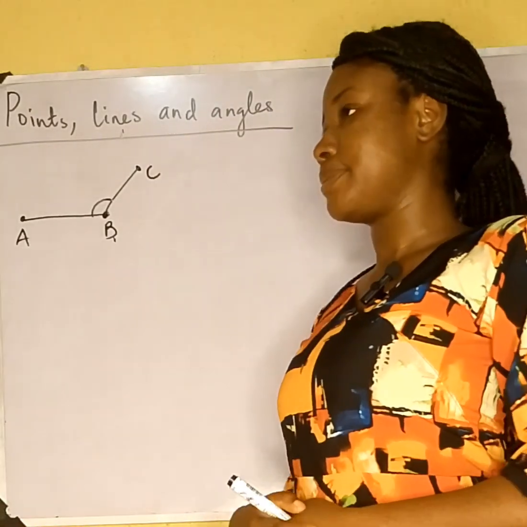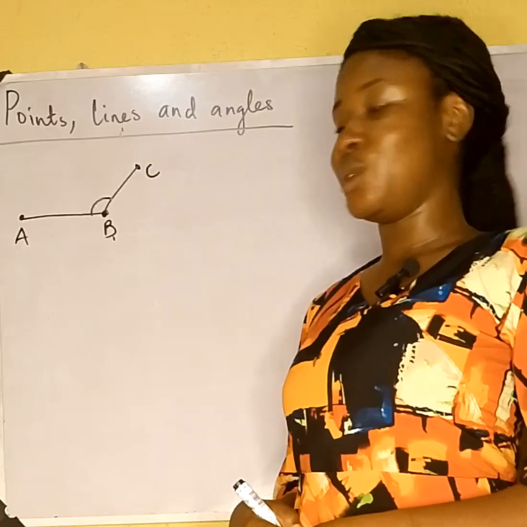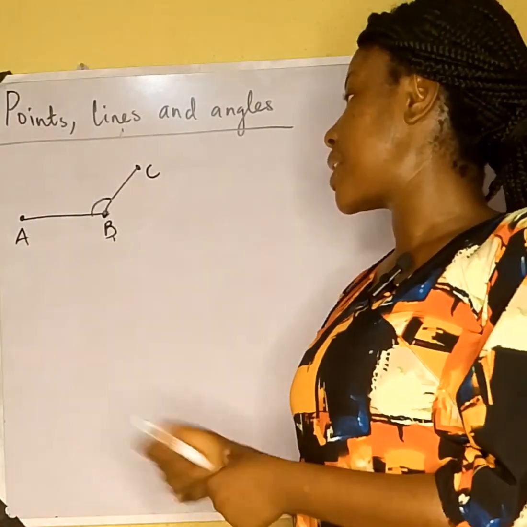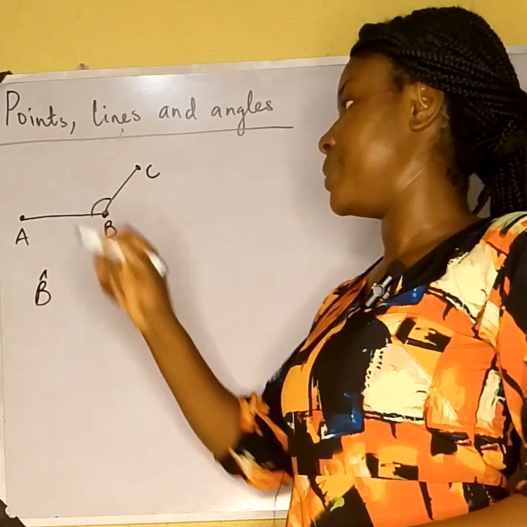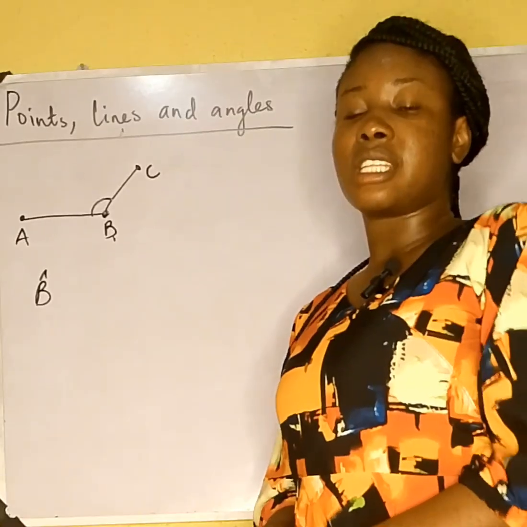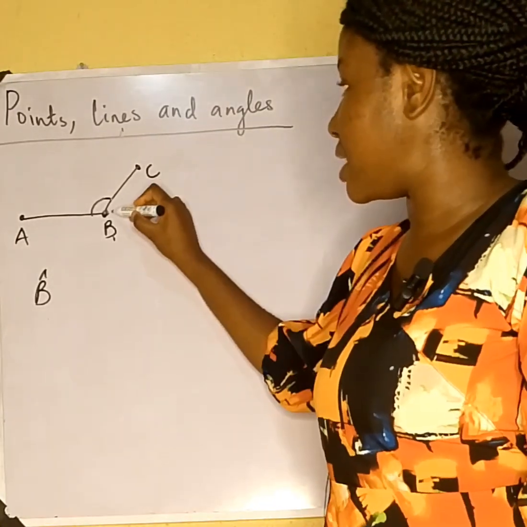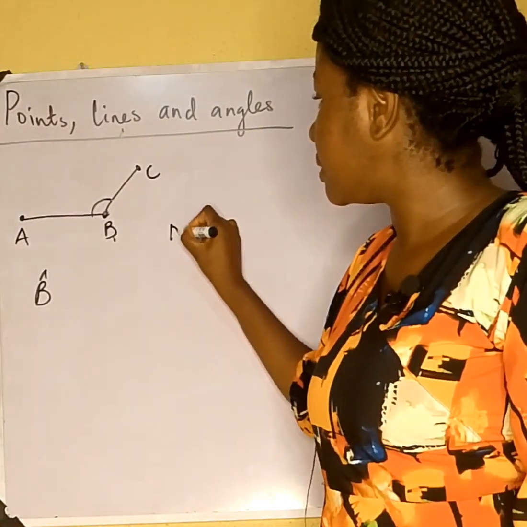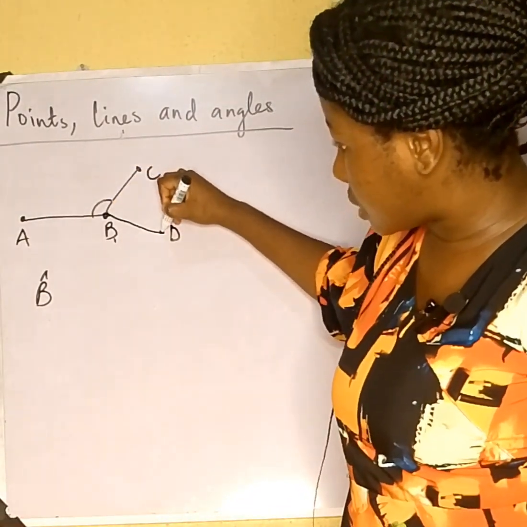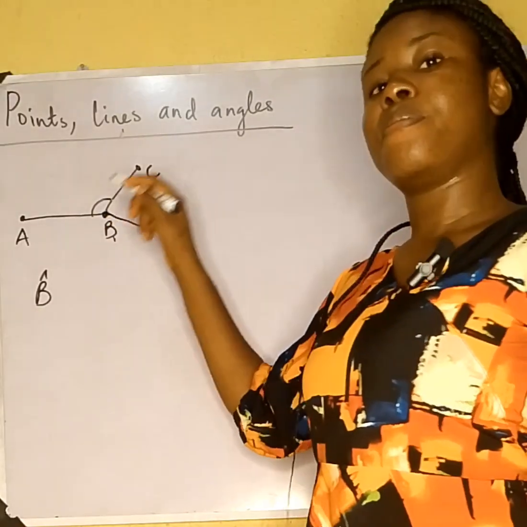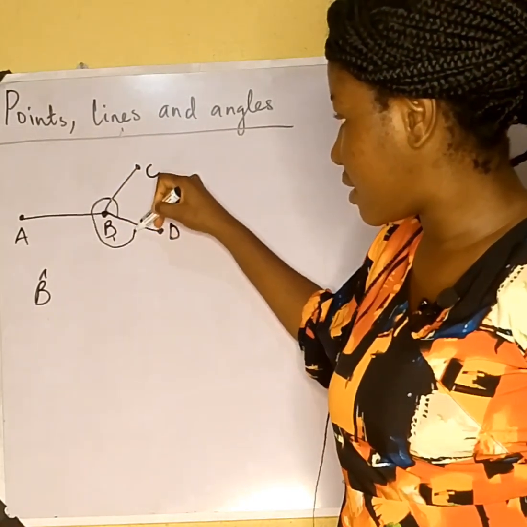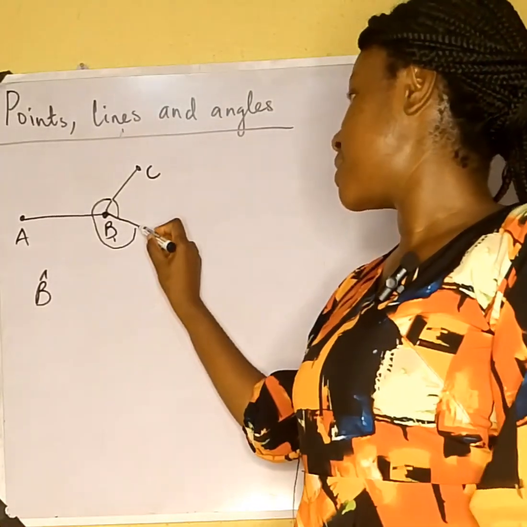Now if you notice, this angle was formed at B. So this angle can just be called angle at B. But most times there can be plenty of angles at B. Imagine if there's another point here, D, and I connect this point and this point together. I now have plenty of angles. I have an angle here and I have an angle here. So I have 3 angles at B.